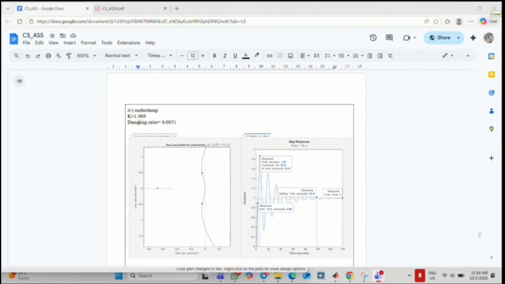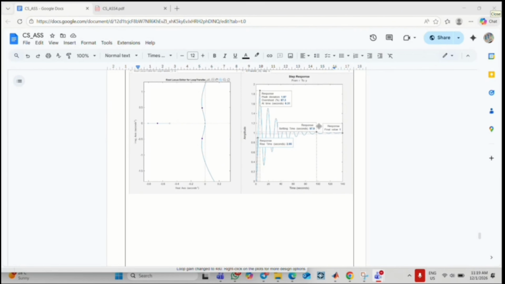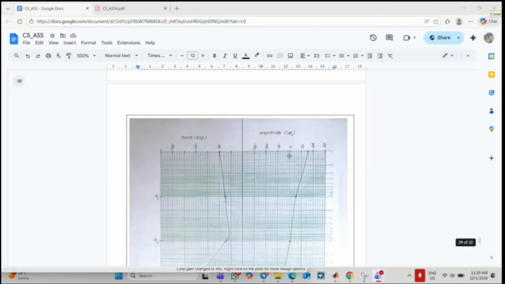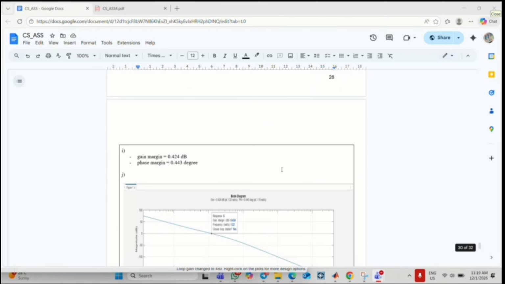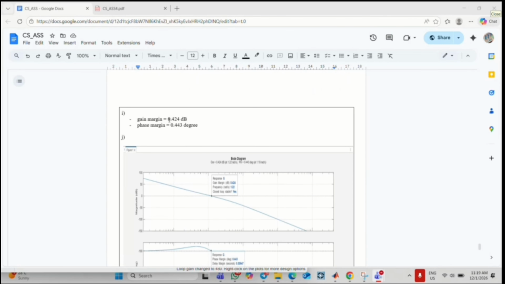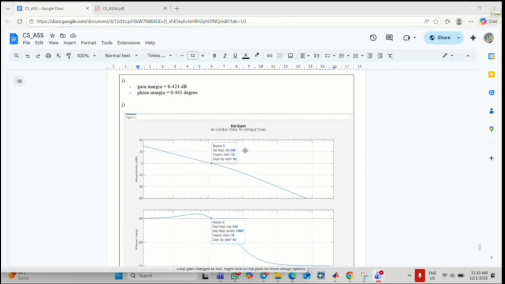For underdamped, the gain is 1.969 and the damping ratio is 0.0851. So the overshoot is 77.3, peak time is 97.9, rise time is 2.05, and the final value is 1. This is the Bode plot sketch. The gain margin is 0.424 dB and phase margin is 0.443 degrees, and this is the proof of the Bode plot.